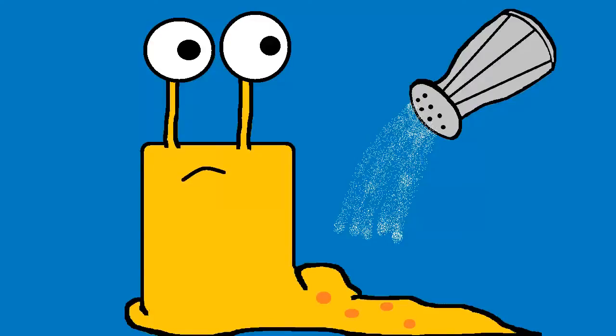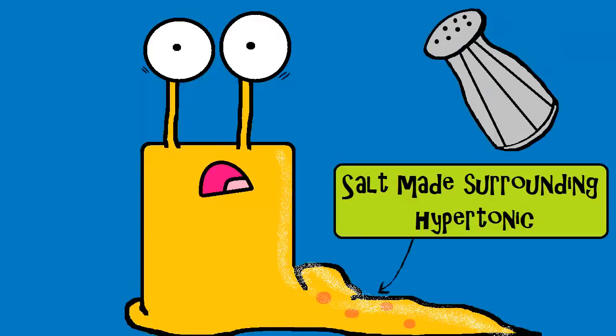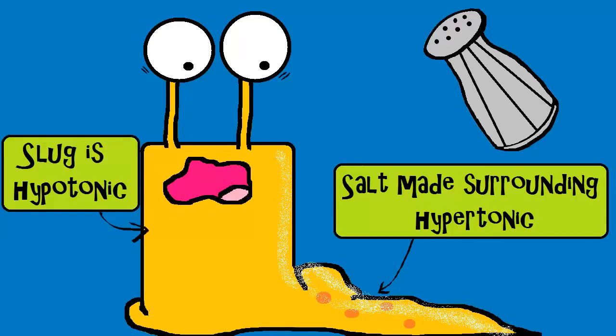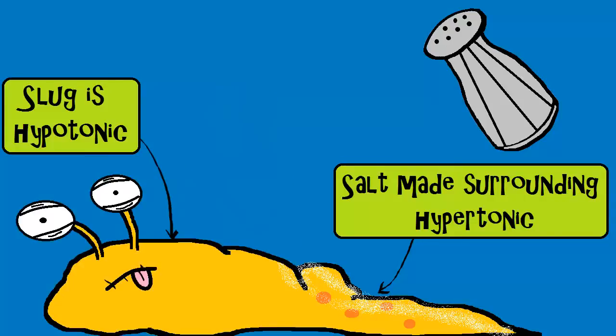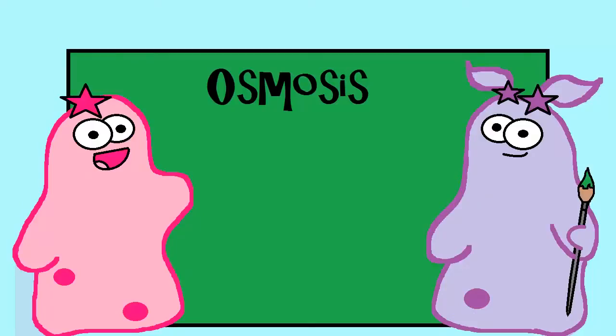Basically, if salt is dumped on a slug, you are making that outside environment of the slug, right there next to it, very hypertonic. The slug is hypotonic to the salt. Remember, the water will travel to the area of higher solute concentration, to the hypertonic side. So the water that was in the slug, the moisture that this slimy slug needs, travels out of the slug, and the slug dehydrates.